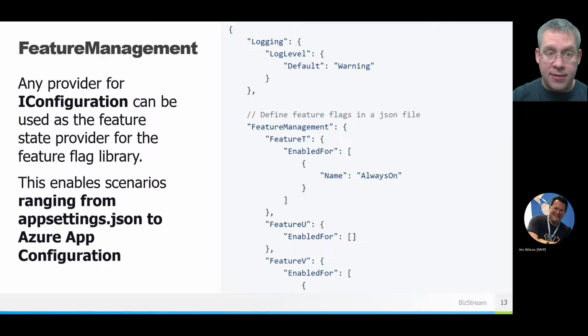Basically, it starts like this. You can set up app.settings.json to have feature management the way that this is defined in this quick example, where you have different features. And this example is feature T, feature U, feature V. And you can have some, is it on or off, always on or not? I'll get into that in a second. But this is the basics of using features and defining them in app.settings.json.